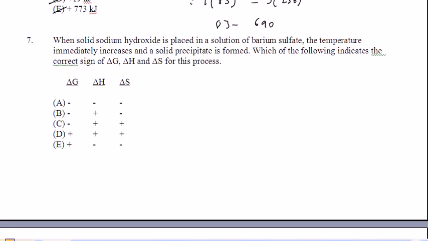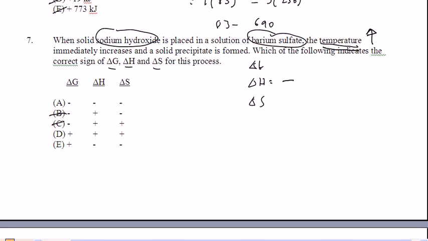Okay, another one of these delta G, delta H, delta S questions. So I'm going to list them out, and I'm going to read this, and I'm just going to start filling it in as I go through it. When solid sodium hydroxide is placed in a solution of barium sulfate, so I'm going to have a double replacement precipitation reaction happening here. The temperature immediately increases. Temperature increases. I know that my reaction is exothermic, making this negative. If this is negative, I can get rid of B, I can get rid of C, I can get rid of D. Let's move on.